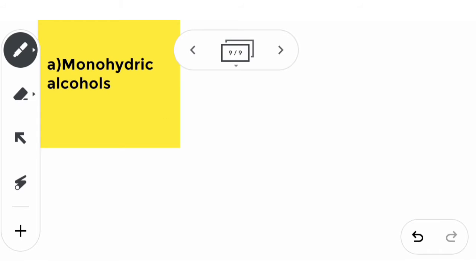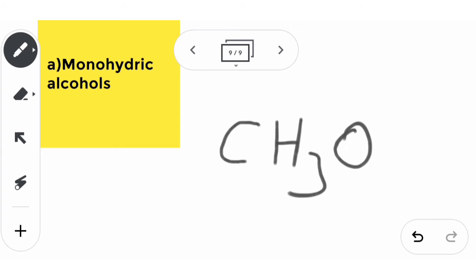A very good example of a monohydric alcohol is methanol. So when you look at methanol, methanol has one hydroxy group. So you only have one hydroxy group, and that's why it's called monohydric alcohol because we only have one hydroxy group. So any alcohol which only has one hydroxy group is going to be classified under this category, monohydric alcohols.